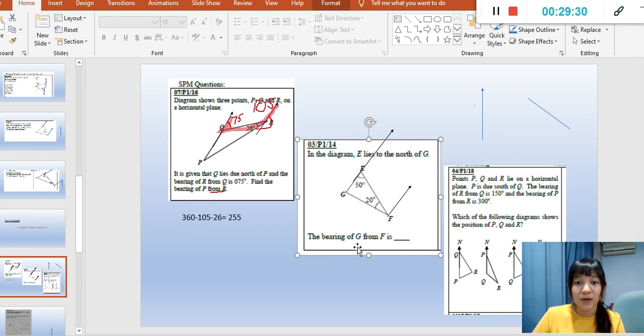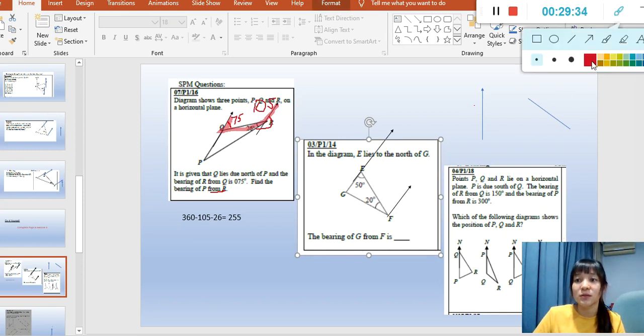Then the question: the bearing of G from F is what? Quickly label. From F, meaning you are here. You want to rotate clockwise to where? To your G. G is here. So you stop at this line, and you have to find this bearing here. What can you do? I already showed you the U method. I can show you another method using Z.